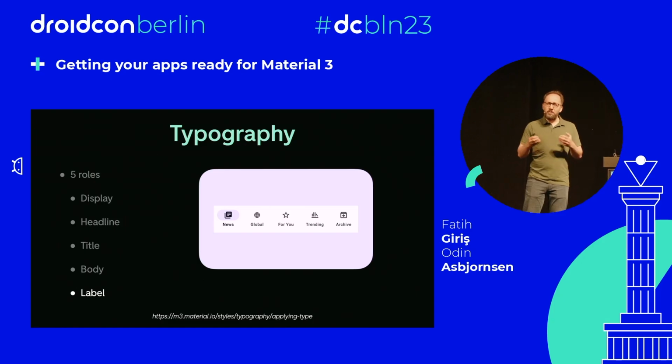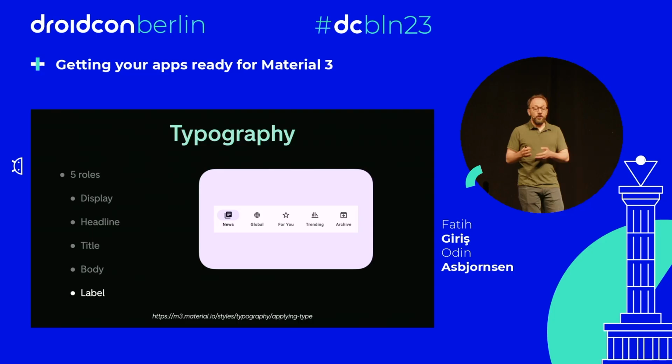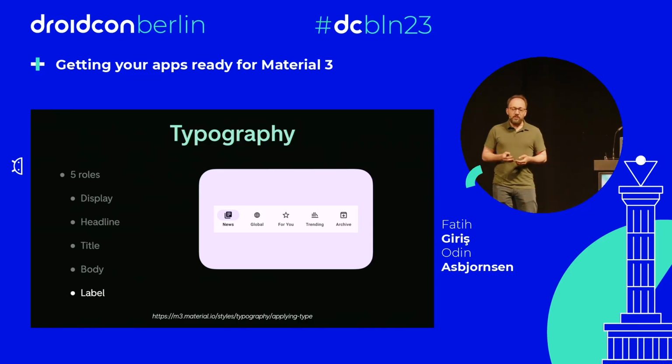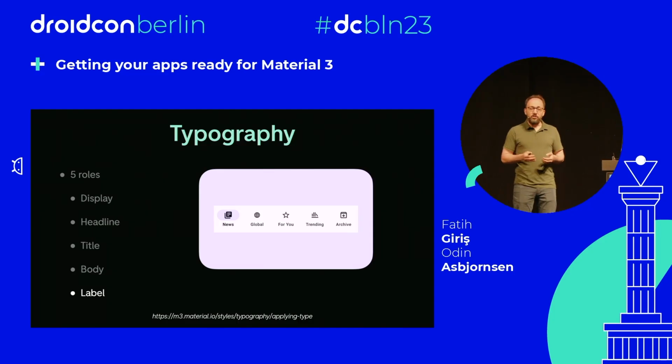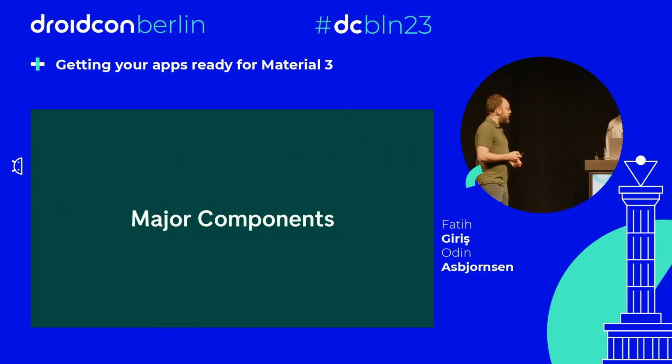You also have something called label. Labels are generally used inside other components. For example, here you have the bottom navigation, and these titles like News, Global, etc. are labels. So that was the typography. That was short, right? Then let's go for the major components.